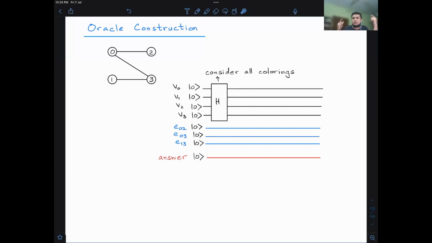And then within each of those colorings in superposition, I want to check, hey, is this a valid coloring or not, given that there are these three edges in this graph. Since there are three edges, I will need to do three edge checks. So I've got 4 qubits for the 4 vertices, 3 qubits for the 3 edges, and 1 final qubit for the final answer, which we'll soon see how it works out. Any questions so far? If you understand this construction, then essentially we have the main construction of the algorithm done.